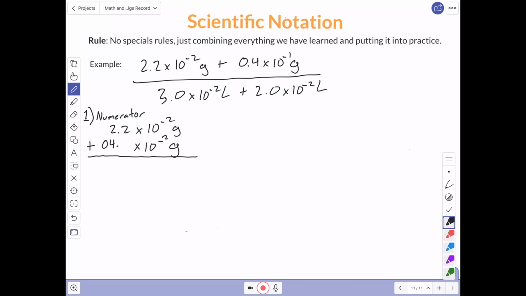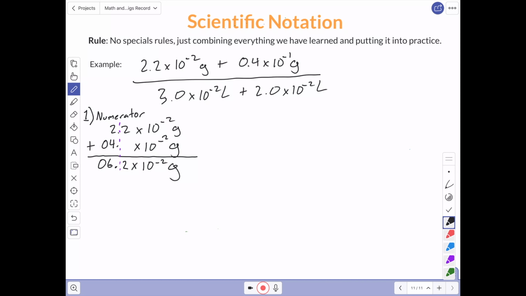We have this lined up vertically. If we go to the left, the farthest left significant digit in both of these is going to be the 4. So we're going to draw our horizontal line just to the right of the 4. Since we're adding, our 2 will go here, our decimal will go here, we'll have a 6 here and a 0 here. And this will be times 10 to the negative 2 grams.